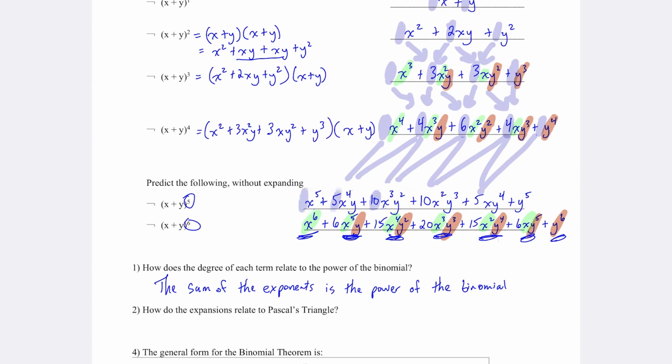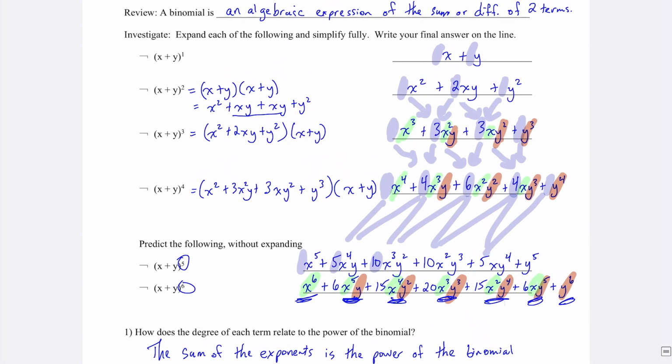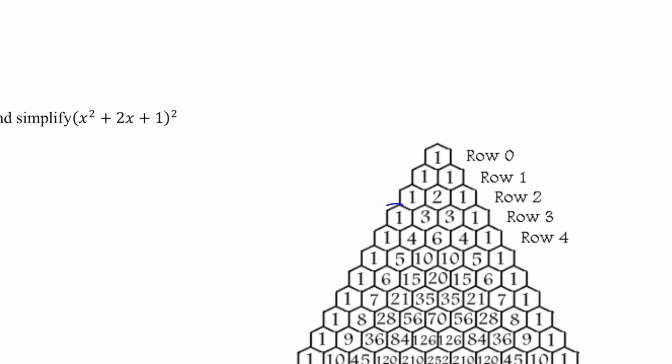How do the expansions relate to Pascal's triangle? Well, let's take a look again. Let's look at row 3, or x plus y to the power of 3. Here we have a 1, a 3, a 3, and a 1. If we look at Pascal's triangle, the third row of Pascal's triangle is 1, 3, 3, 1. The fourth row is 1, 4, 6, 4, 1.